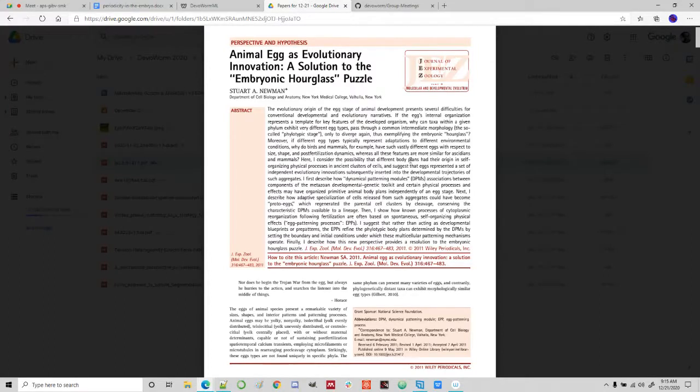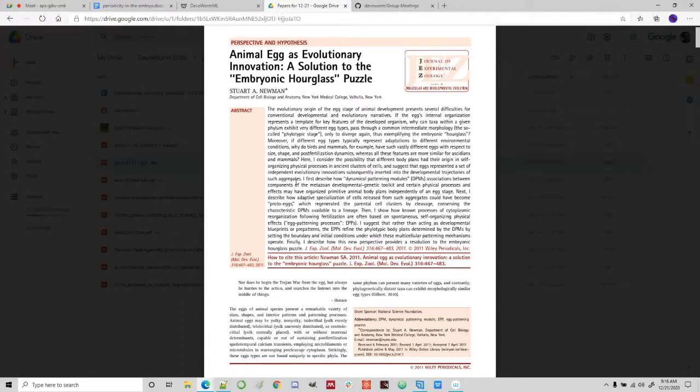Here I consider the possibility that different body plans had their origin in self-organizing physical processes in ancient clusters of cells, and suggest that eggs represented a set of independent evolutionary innovations subsequently inserted into the developmental trajectories of such aggregates. So last week we talked about a paper Dick found on cell aggregates, and they were doing experiments with cell aggregates. This is actually not a trivial thing. It is thought to be what happens when you go from single cells to a multicellular population of cells, an organism that we would call an organism. When you have this transition, you get these aggregates. There's a whole literature on multicellular transitions if you're interested in it.